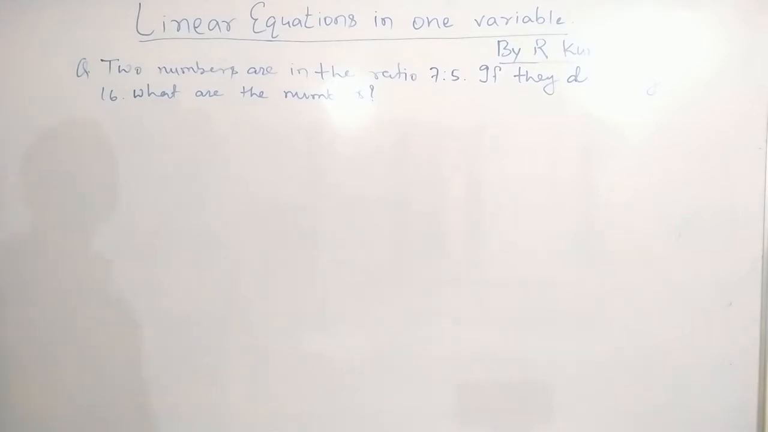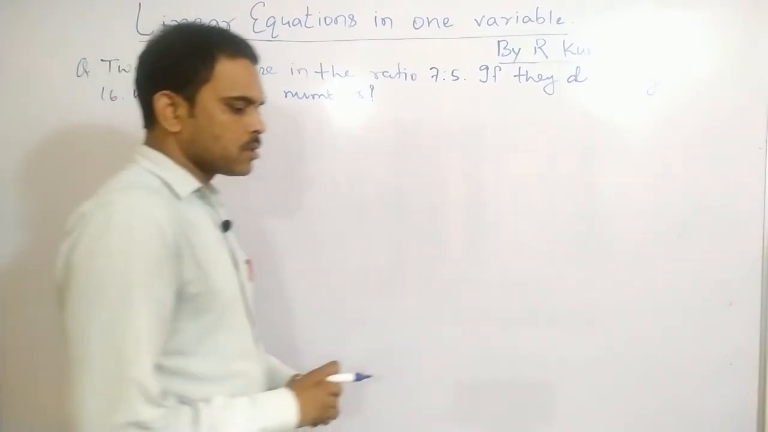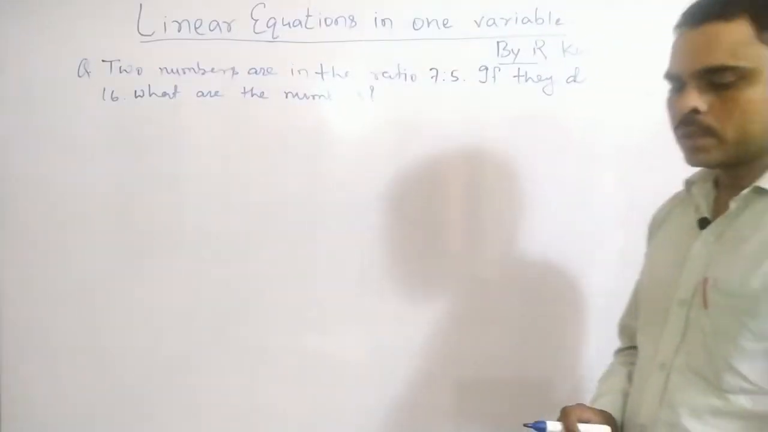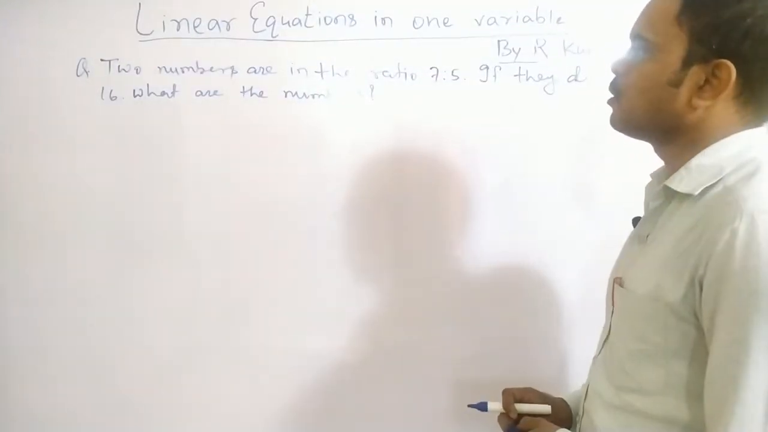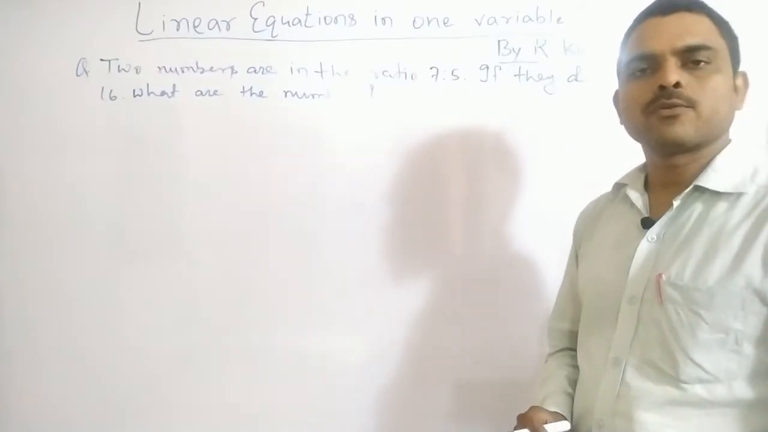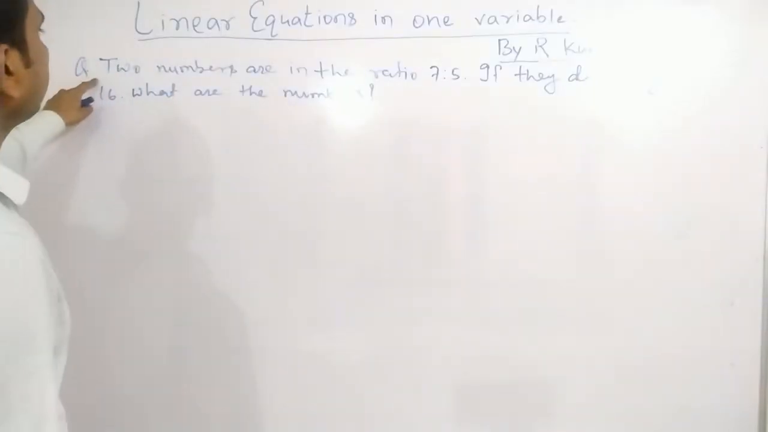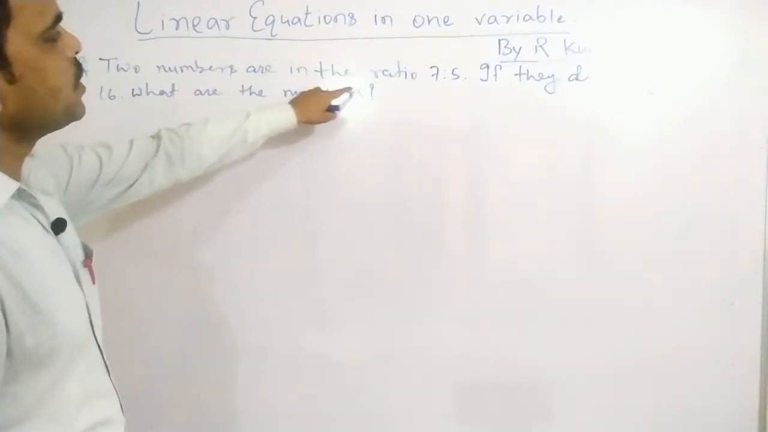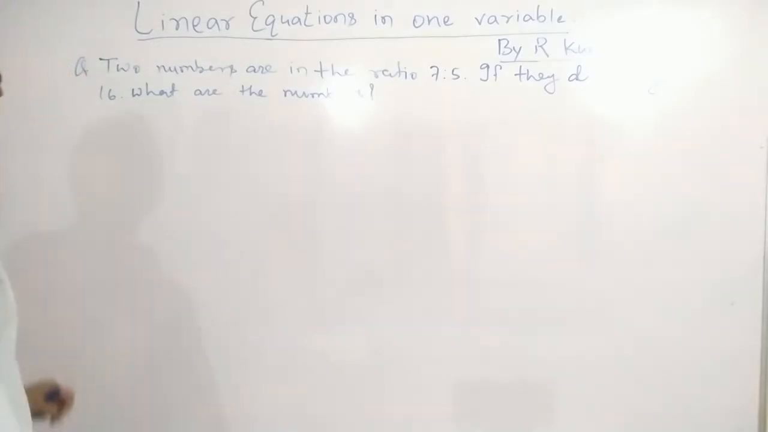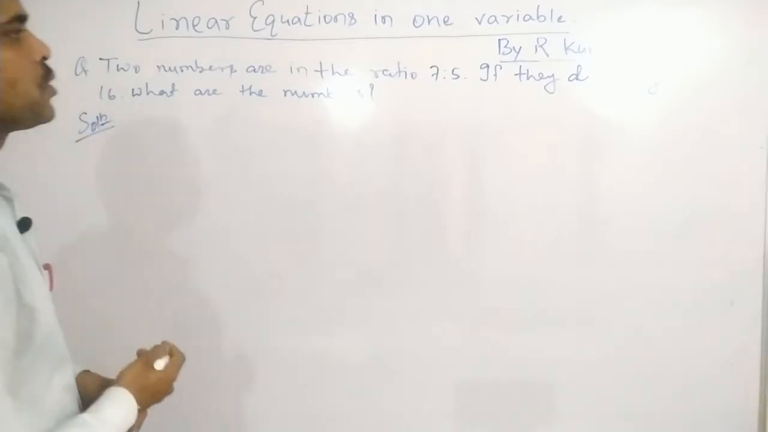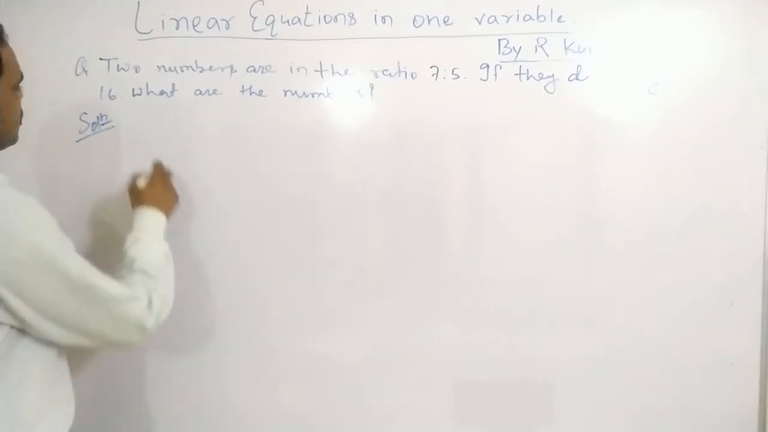This is a question based on linear equation in one variable. First of all, we will try to form an equation. This is our first target. Read the question carefully: two numbers are in the ratio 7:5. So first, in the solution, you try to find the numbers with respect to a variable.